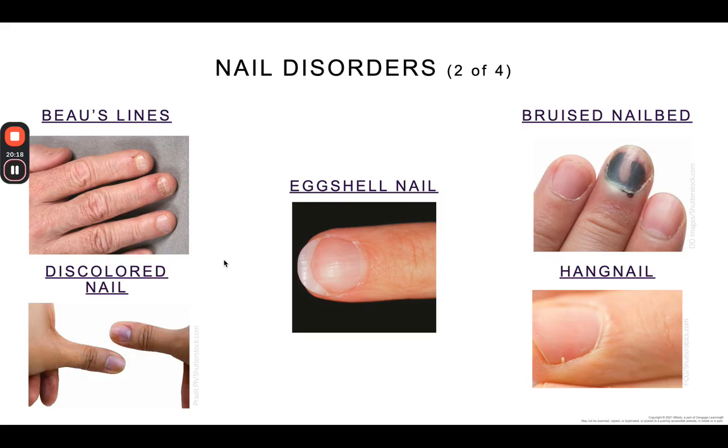And in the middle, we have an eggshell nail. Eggshell nails are noticeably thin, though the nail plate is more flexible than normal. This is usually caused by an improper diet, possibly heredity, possibly an internal disease, medication, or from a nail tech overfiling with an abrasive.